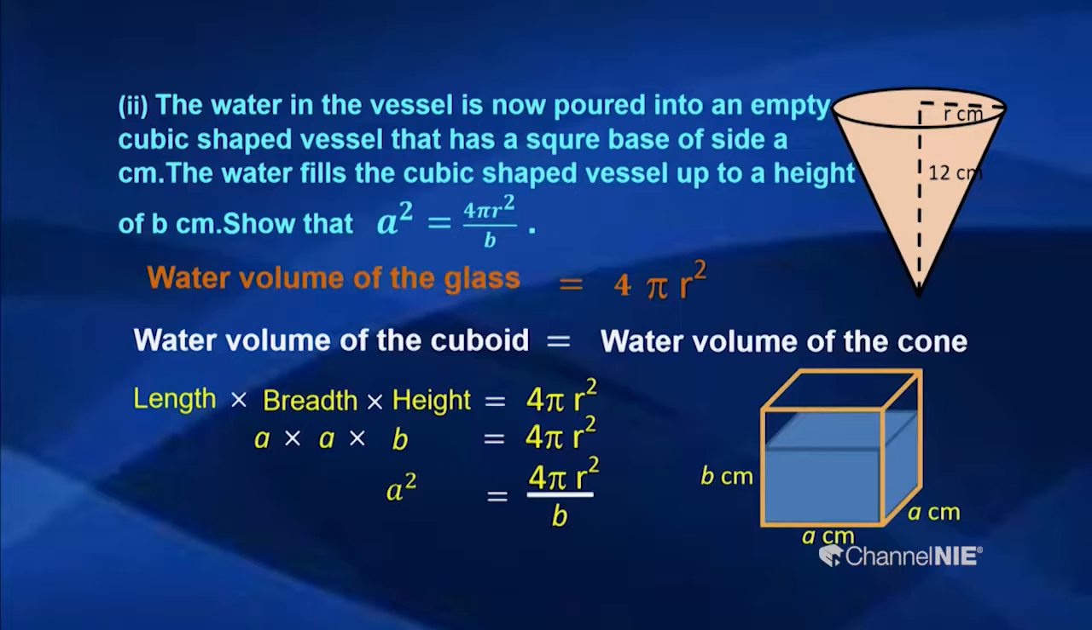Then length into breadth into height, you can take it as A into B, which equals 4 phi r squared. Then A into A to the power 2, B you can take to the other side by cross multiplication, so A squared equals 4 phi r squared over B. That is the way to find the answer of the second one.